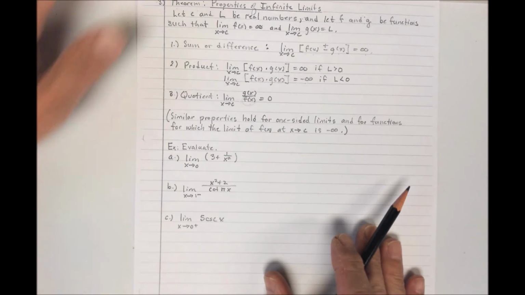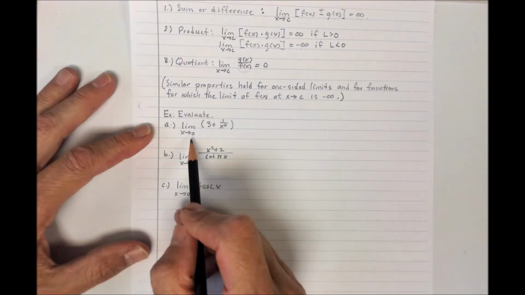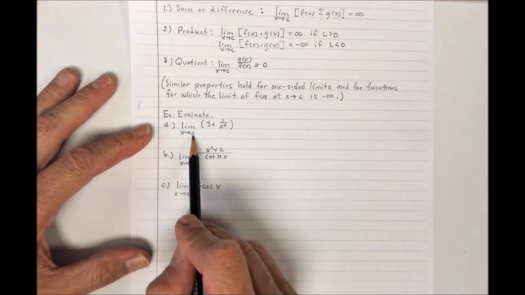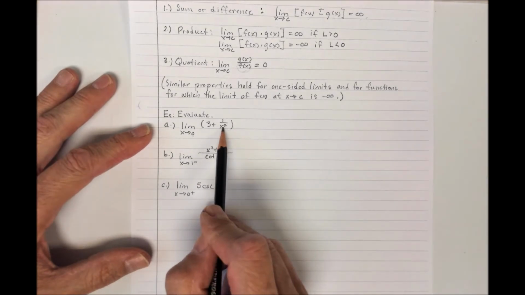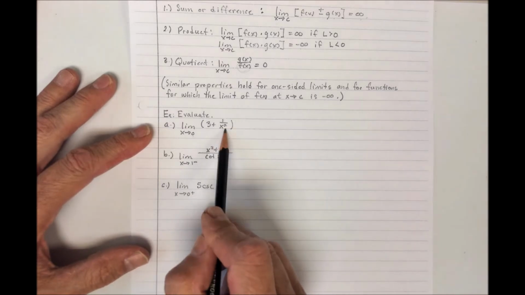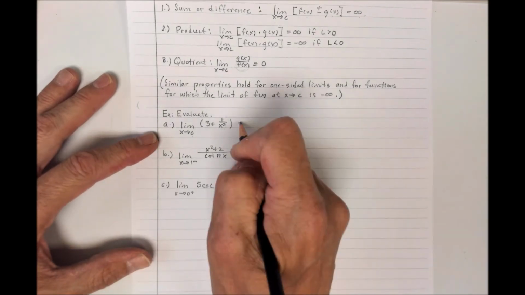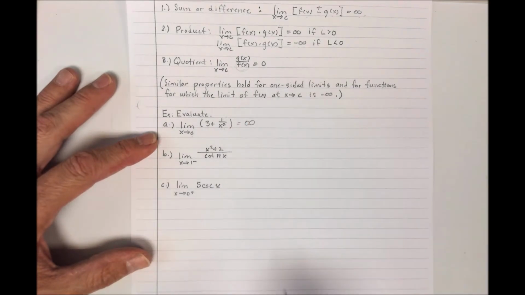All right, we're to evaluate the limit as x goes to 0 of 3 plus 1 over x squared. Well, as x goes to 0, since it's squared, it doesn't matter if it goes to a positive or negative. This is going to be a really small positive number. So 1 divided by a really small positive number is a really big positive number. Add 3 to it, even bigger. This is going to go to positive infinity.